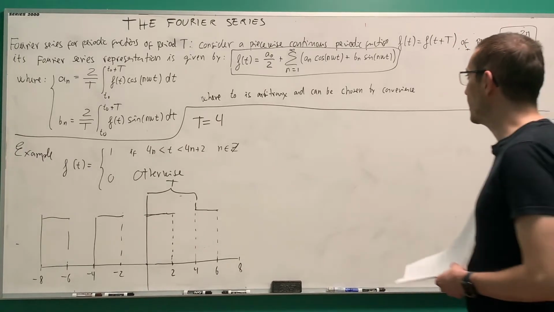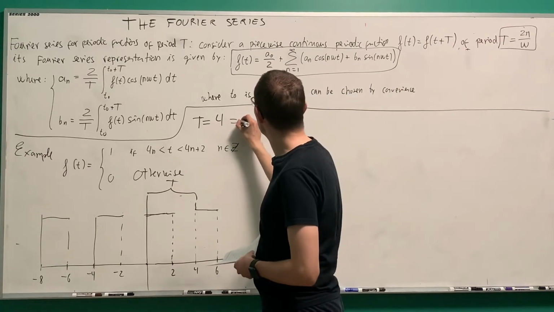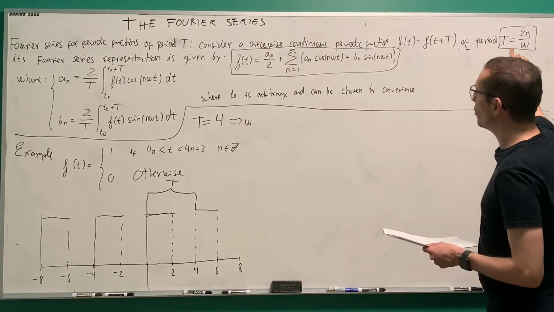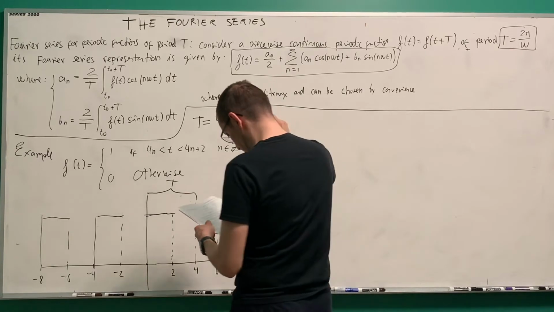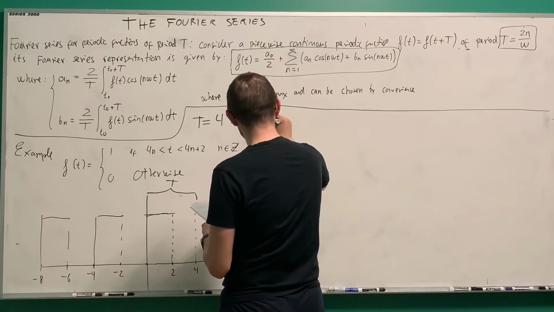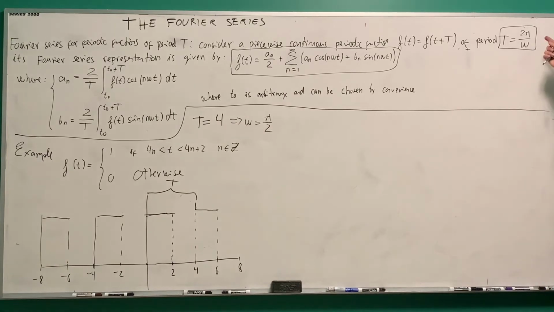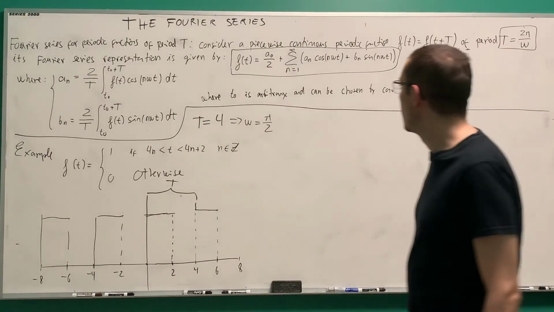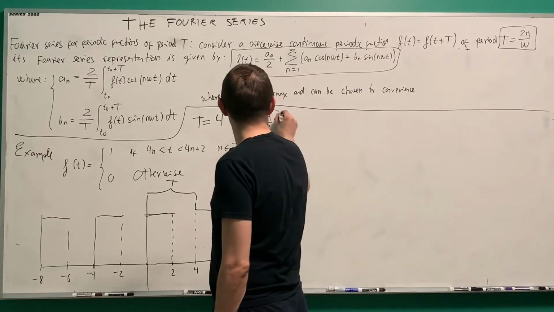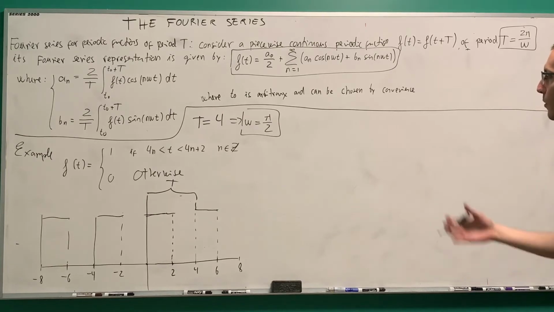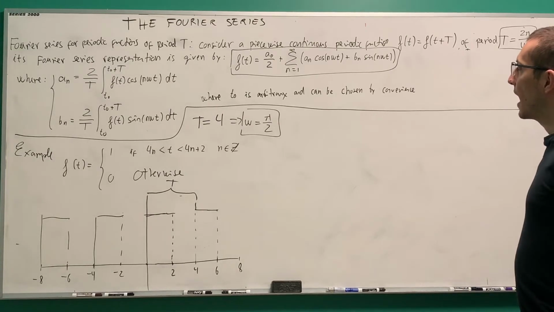Wonderful. All right. What does that mean? Well, that means that omega, if T is 4, with this formula, as we have here, omega in this case is pi over 2. All right. So it's 2 pi divided by T. I do the inverse. Okay. So omega is pi over 2. And we can do the Fourier series. How do we compute it?